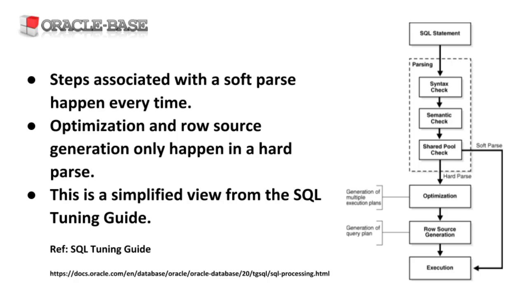When we concatenate literal values into a statement, the database sees each variant of the statement as unique, so each time a hard parse occurs, and a new statement is stored in the shared pool. This wastes CPU and floods the shared pool with similar statements. In contrast, bind variables encourage soft parsing and streamline the shared pool contents.